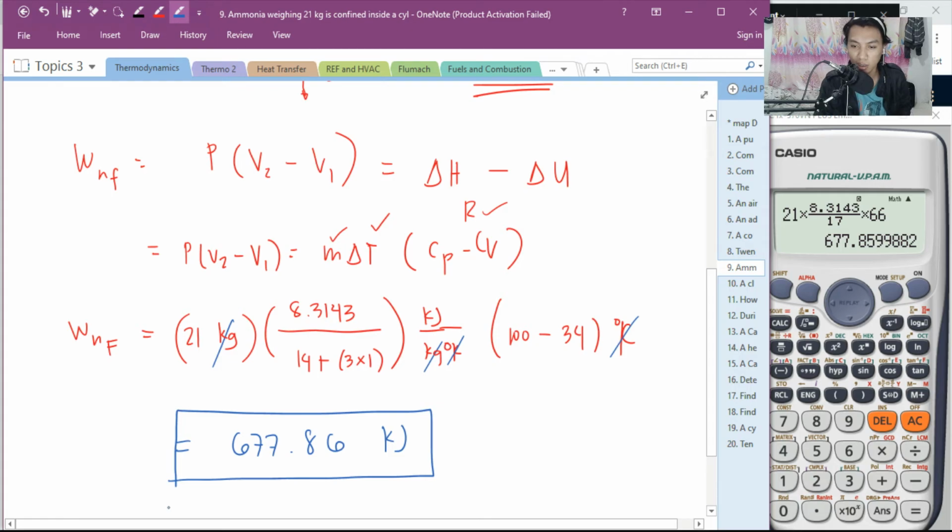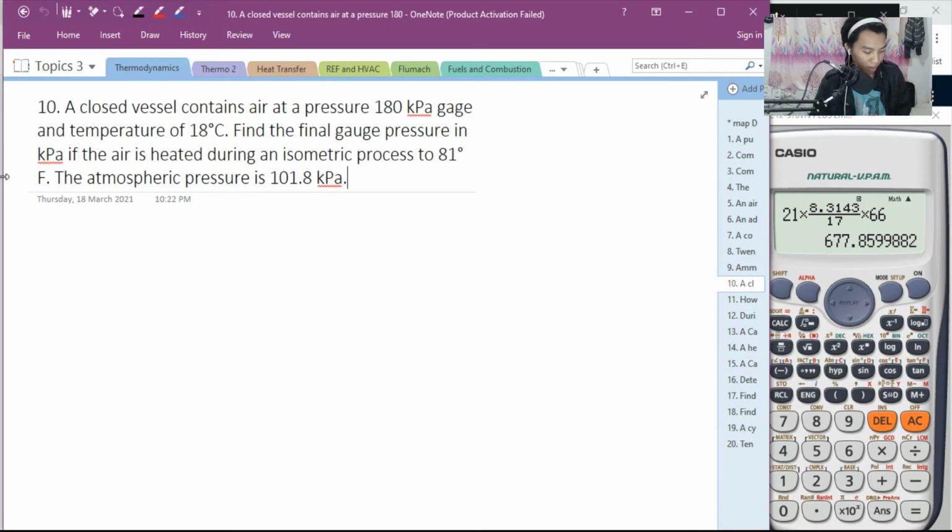Let us take another 5-minute break. Oy, tapos na pala. Number 10 muna. Solve na lang natin number 10. Saglit lang naman ang number 10.